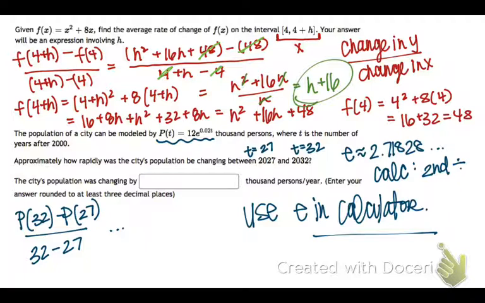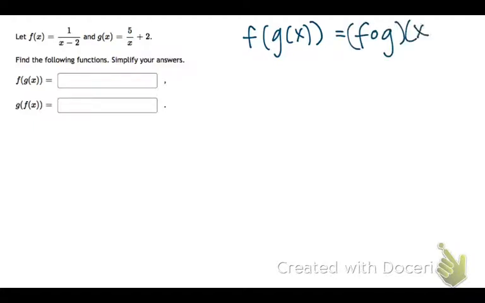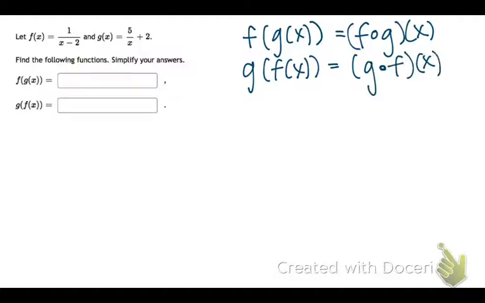All right, this last one. Okay, so you're going to see this a couple times. So f of g of x, that's the same thing as f o g of x. And g of f of x is the same thing as g o f of x. So this is saying we're plugging f of x into g. This is saying we're plugging g of x into f.